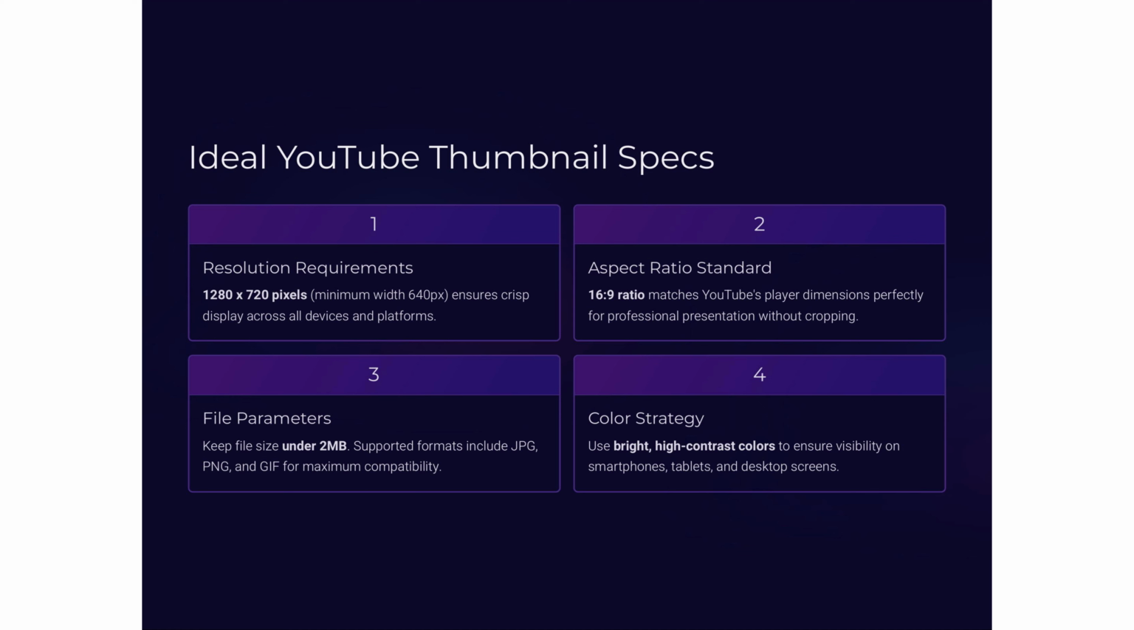Ensure your YouTube thumbnail is 1280 by 720 pixels for clarity across devices. Stick to a 16:9 aspect ratio for seamless integration with YouTube's player. Keep file size under 2 million bytes using JPG, PNG, or GIF formats. Bright, high-contrast colors enhance visibility on all screens.